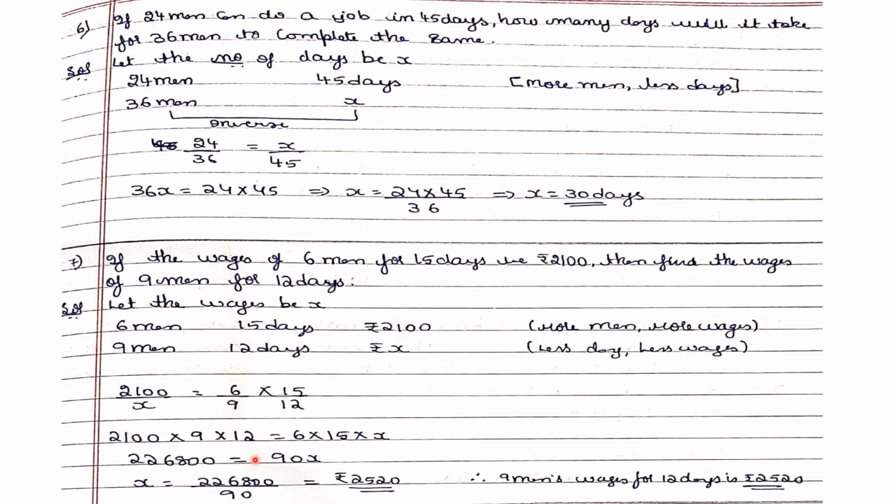So you will get 2,26,800 is equal to 90x. X is equal to 2,26,800 divided by 90. Your amount will be 2520. So if 9 men work for 12 days, their wages will be 2520. So this is how you have to solve here.